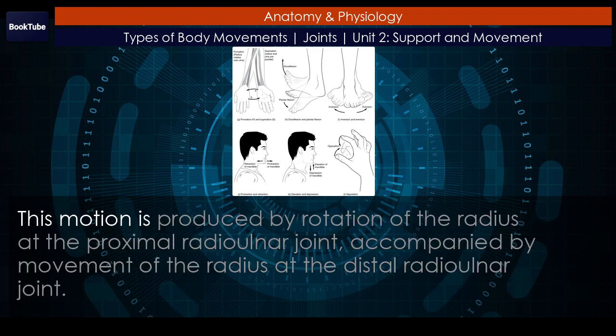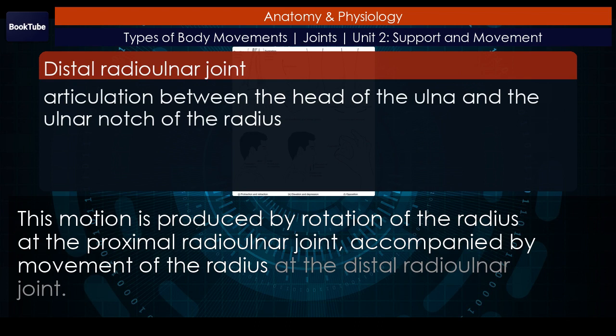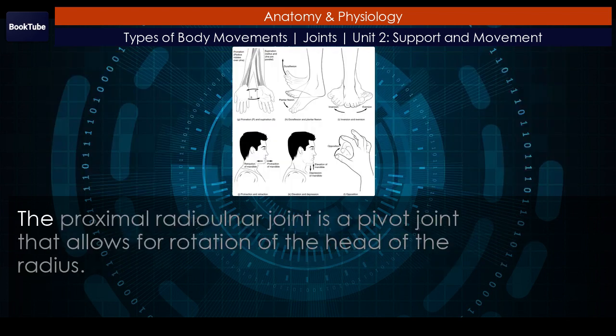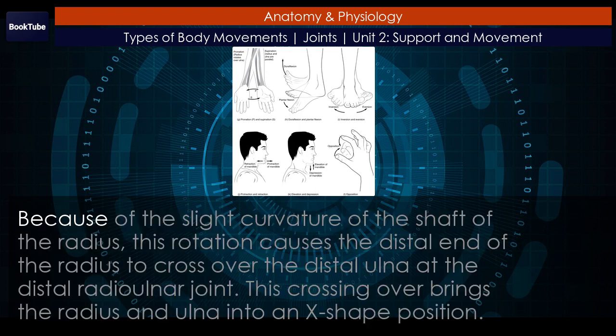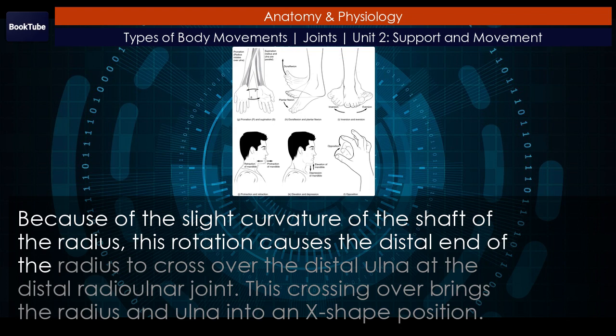This motion is produced by rotation of the radius at the proximal radioulnar joint, accompanied by movement of the radius at the distal radioulnar joint. The proximal radioulnar joint is a pivot joint that allows for rotation of the head of the radius. Because of the slight curvature of the shaft of the radius, this rotation causes the distal end of the radius to cross over the distal ulna at the distal radioulnar joint. This crossing over brings the radius and ulna into an X-shaped position.